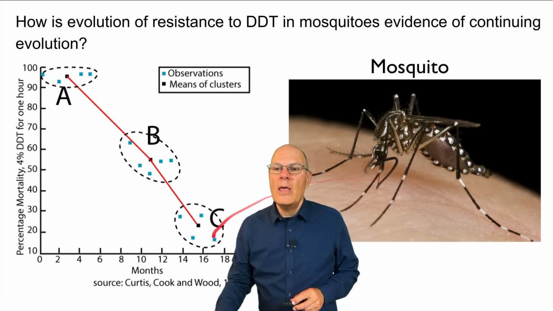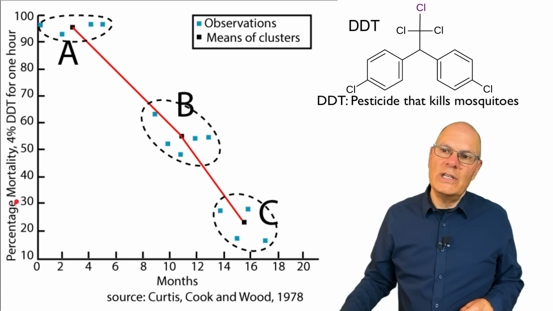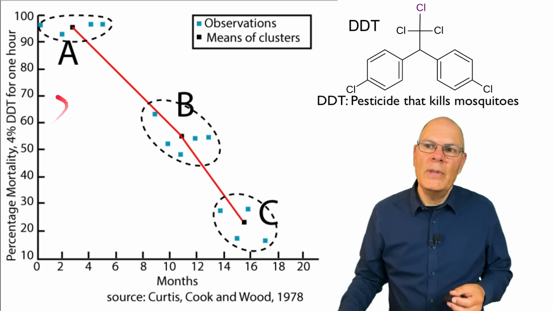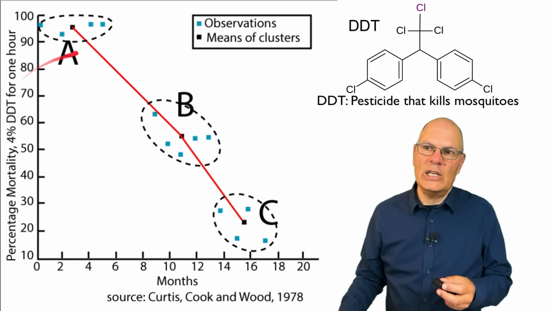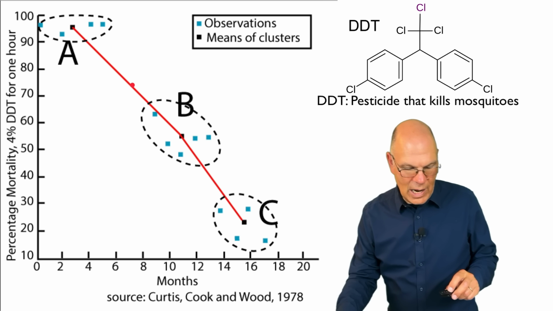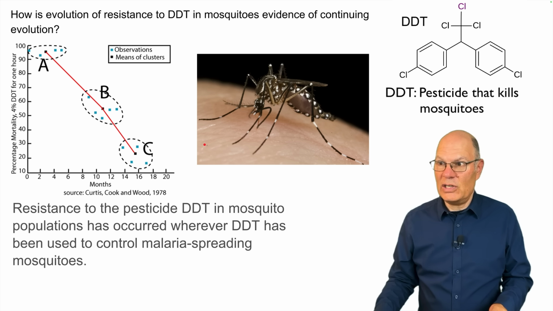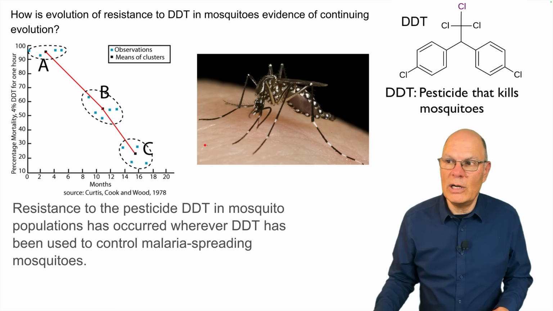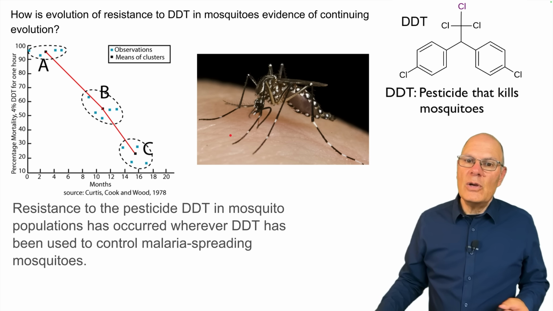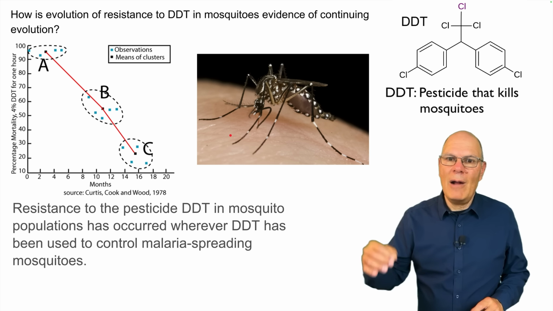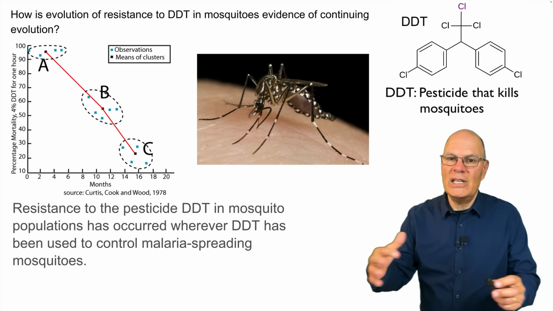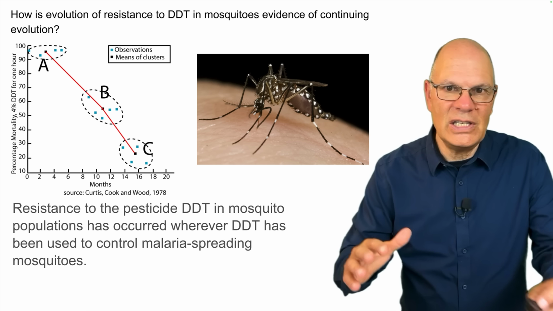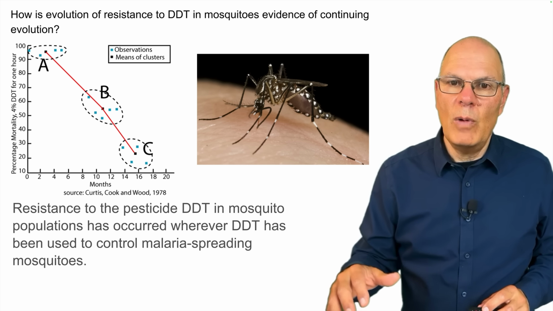Here's a mosquito. This is showing the percent of mortality of mosquitoes to a 4% solution of DDT exposed to them for 1 hour. DDT is a pesticide, kills mosquitoes. Why do we want to kill mosquitoes? Mosquitoes can spread a parasite that causes the blood-borne disease malaria. And malaria is a devastating disease that causes illness in hundreds of millions of people around the world.